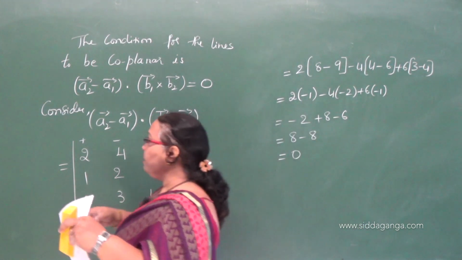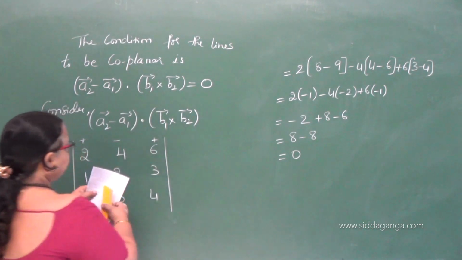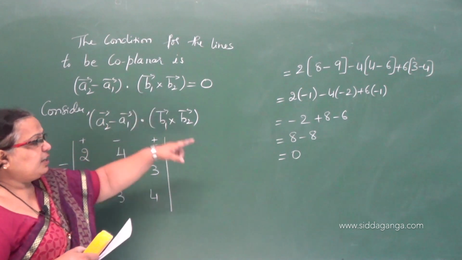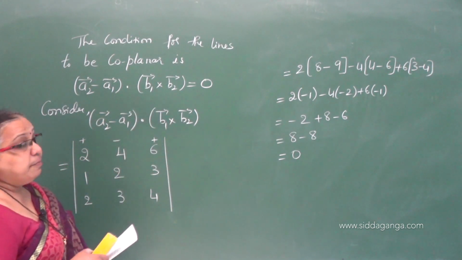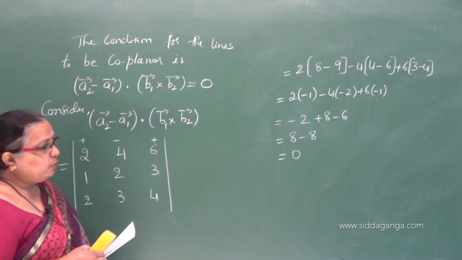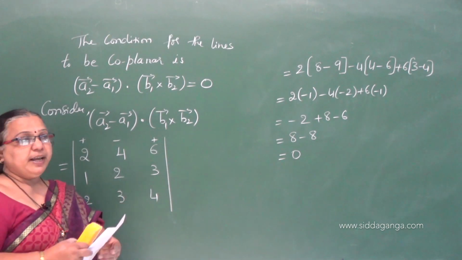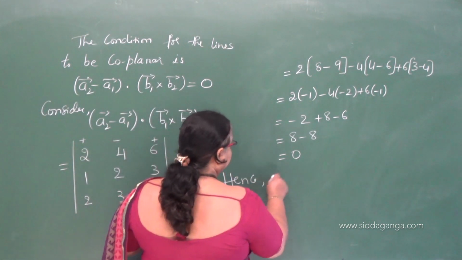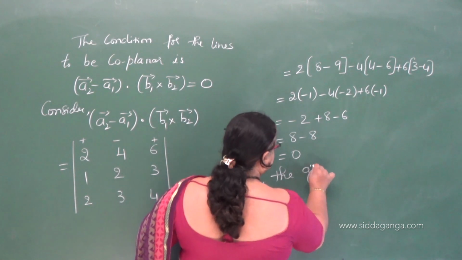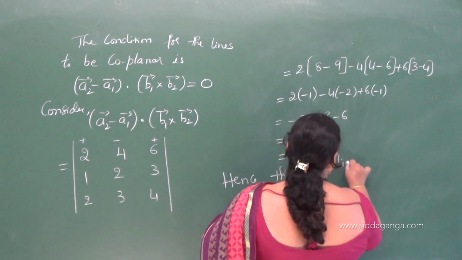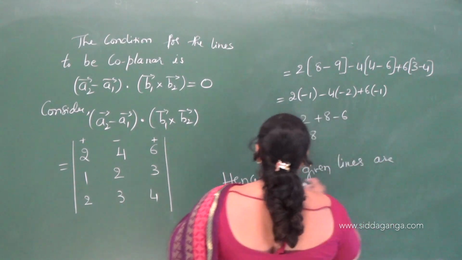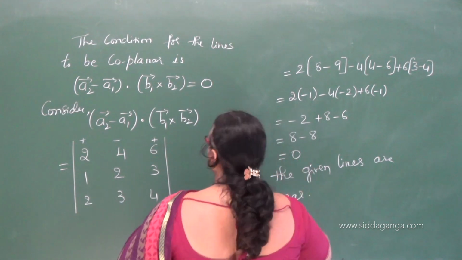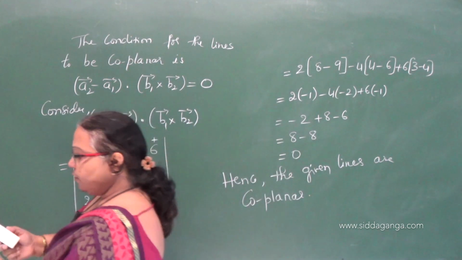Since the determinant value, that is the scalar triple product of these 3 vectors, is 0, it implies that the given two lines are coplanar. So hence, the given lines are coplanar.